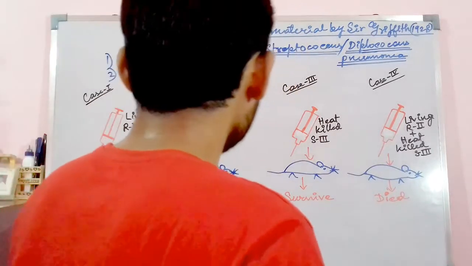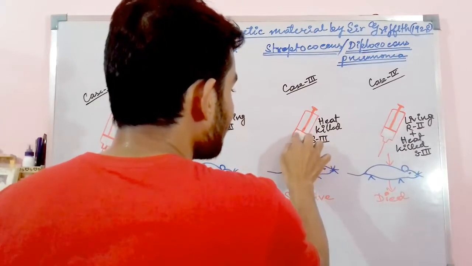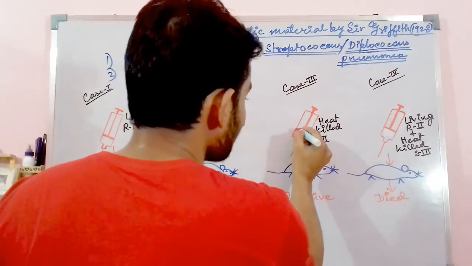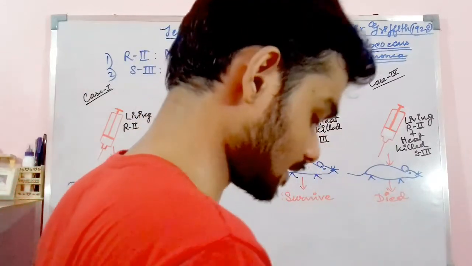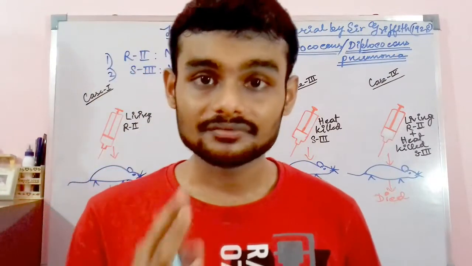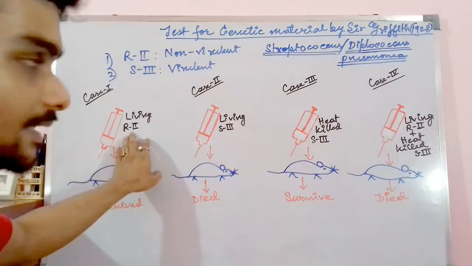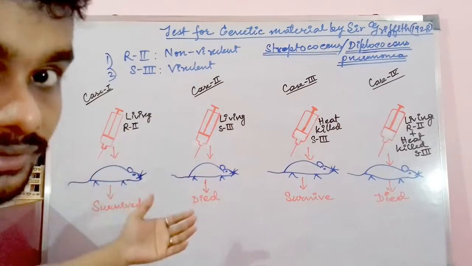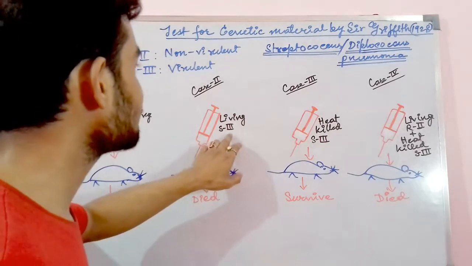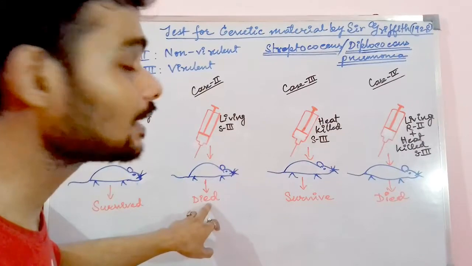Now, why in the fourth case, even after heat killing the bacteria, even after heat killing the S3 type, that is virulent bacteria or the disease causing bacteria, the mice died. What was the reason behind that? Sir Frederick Griffith concluded that in the first case, when the R2 type bacteria was given, which was non-virulent, not pneumonia causing, the mice survived because pneumonia didn't happen. In the second case, S3 type or the virulent pneumonia causing bacteria was injected and the mice died.